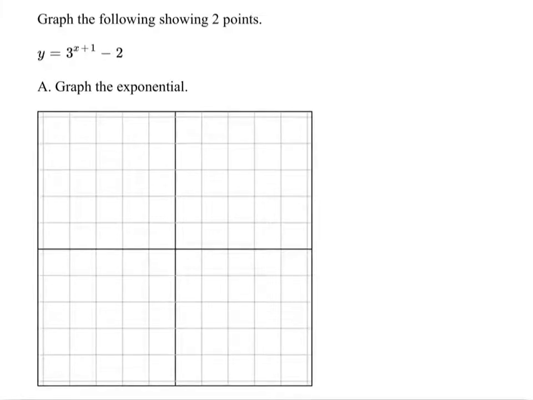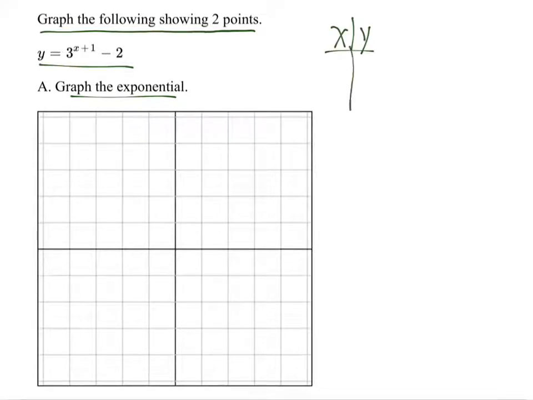They want us to graph the following showing 2 points. So this is an exponential function. So I'm going to show 2 points. I'm going to make an xy table, and again, y is 3 to the x plus 1 minus 2. That x plus 1 is up in the power zone.